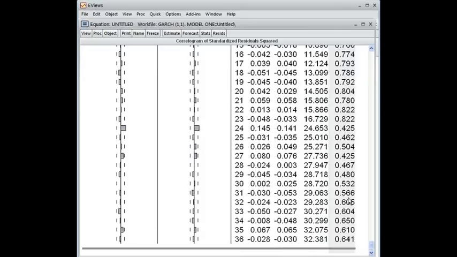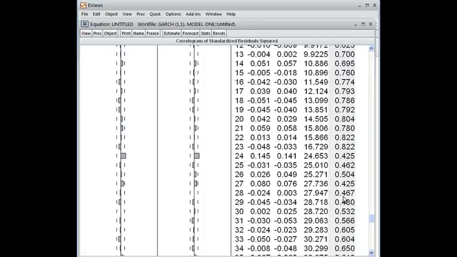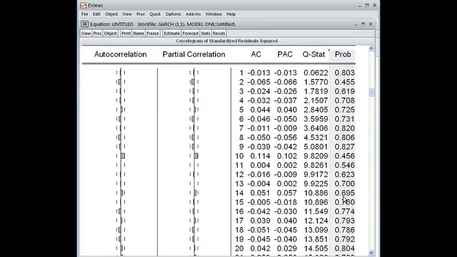You can see the p-values are all more than 5%, meaning that we cannot reject the null hypothesis. What is our null? There is no serial correlation. So this is a good sign for this model.